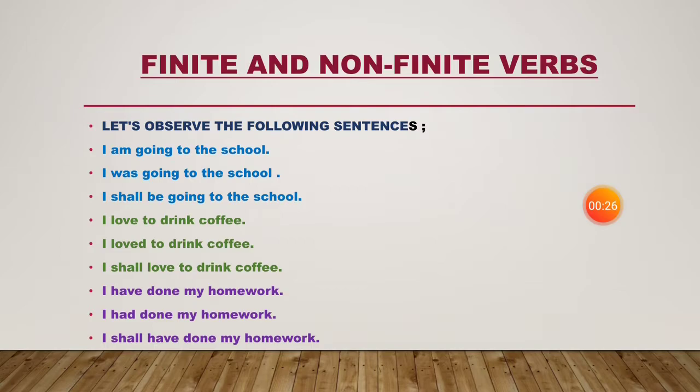The first sentence is: I am going to the school. I have taken very simple sentences so that it will be easier for you to understand. I am going to the school, I was going to the school, I shall be going to the school. Now in these three sentences there is something common. What is that? You can see that going, going, going, these three action words have been used in three sentences.